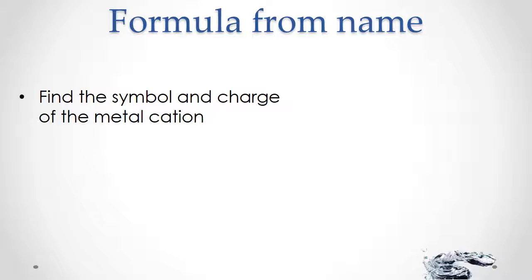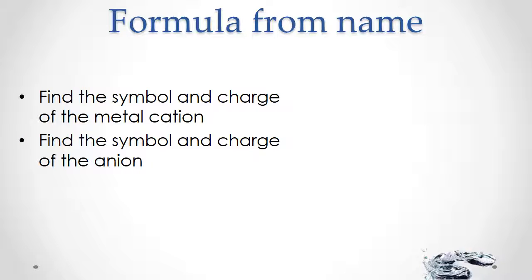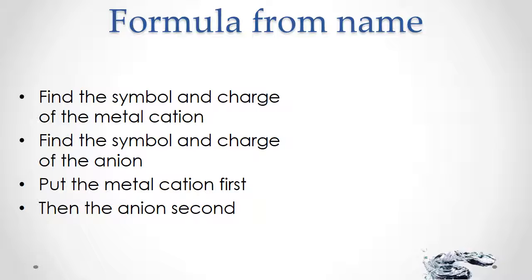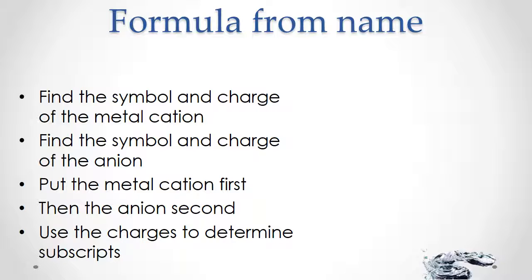Now that we have practiced naming a compound from its formula, let's try to determine the formula from the name. The first thing we want to do is find the symbol and the charge of the metal cation. Then we're going to find the symbol and the charge of the anion. We're going to put the metal cation first and then place the anion second. And we're going to use the superscripts that are the charges to determine the subscripts by bringing them down and sort of cross multiplying. So let's take magnesium bromide as an example.